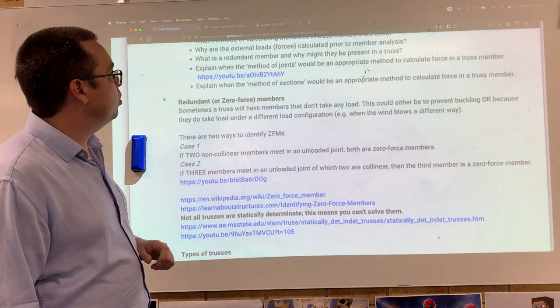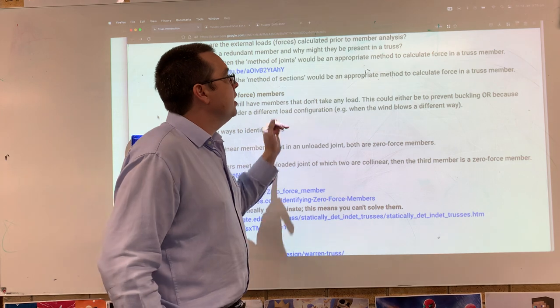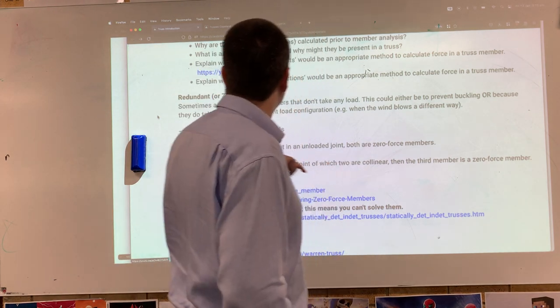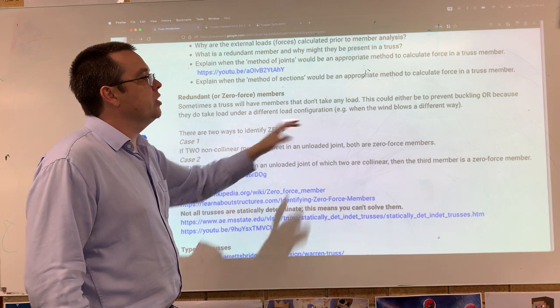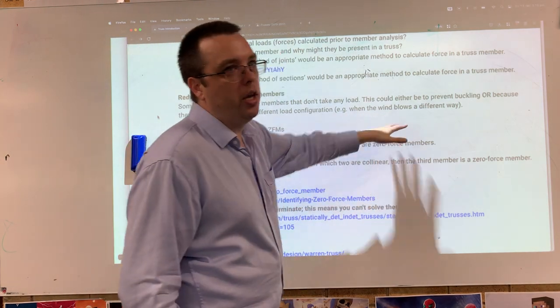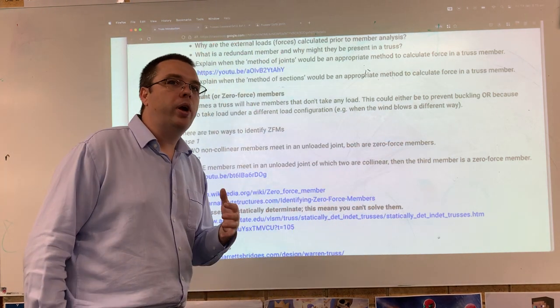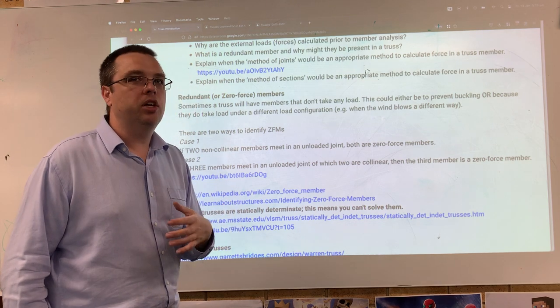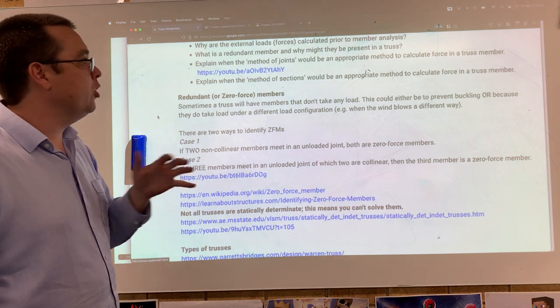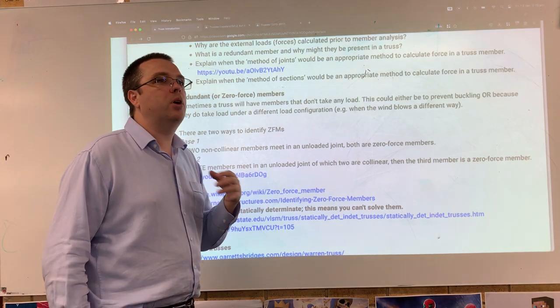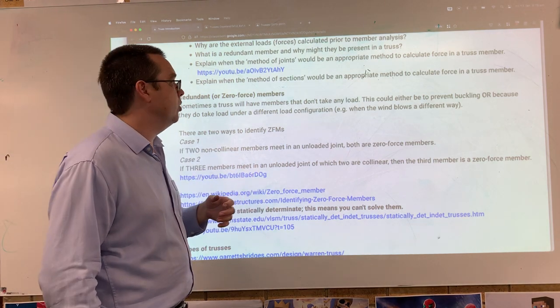Sometimes trusses will have members that don't take any load. This could be either to prevent buckling or because they take load under different load configurations. So for example, when the wind blows a different way, or when you're working in rail, every bridge has to be designed for what if the train hits it. So it might not be applied most of the time, but it might be there for a what if circumstance.